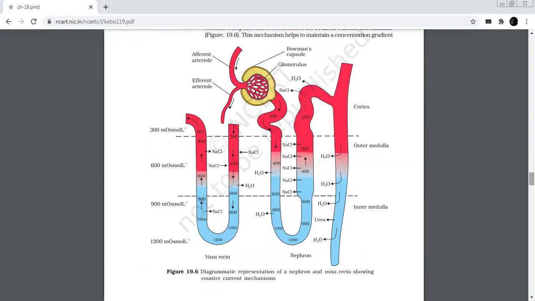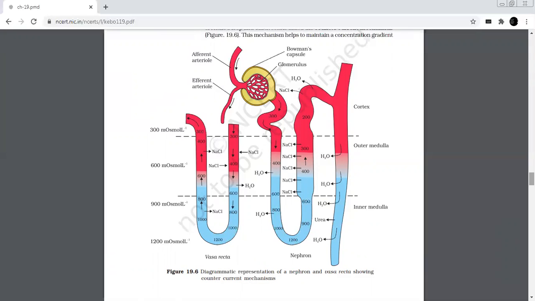We know that the kidneys of higher vertebrates have the ability of absorbing more and more water from the tubular filtrate to conserve water and make the urine more concentrated. This can be achieved by a special mechanism known as the countercurrent mechanism.